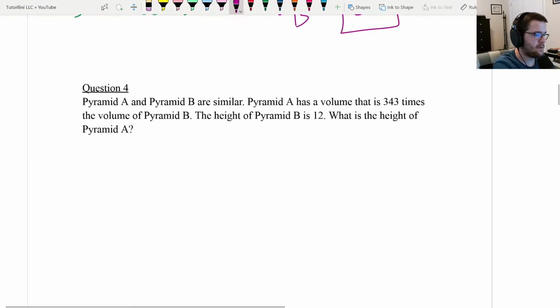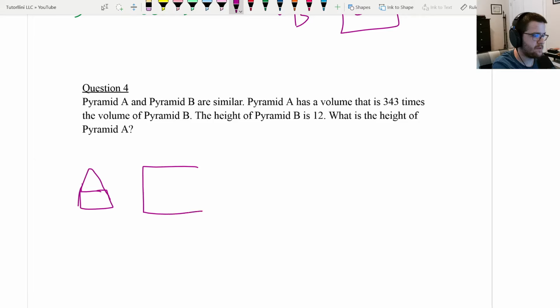Okay, pyramid A and pyramid B are similar. Let me draw a little pyramid, and then a much bigger pyramid. It doesn't have to be square, just an informal drawing, just so that we don't get mixed up on big and small, right? And this time it seems like A is the bigger one, so let's label that A. And B is the tiny one.